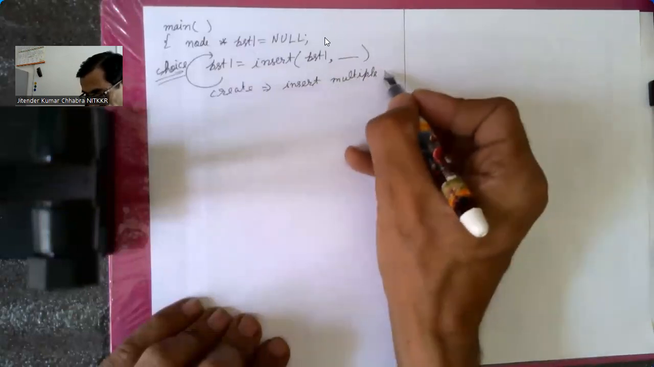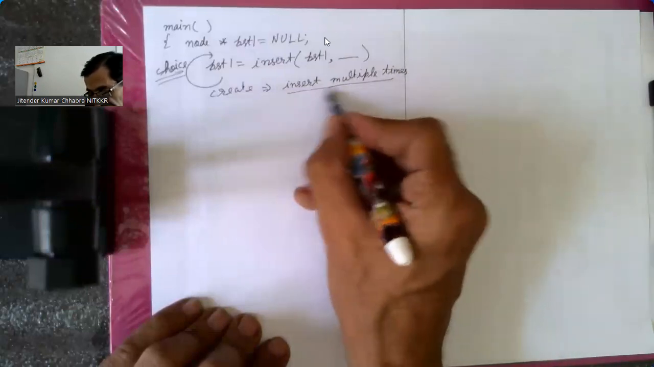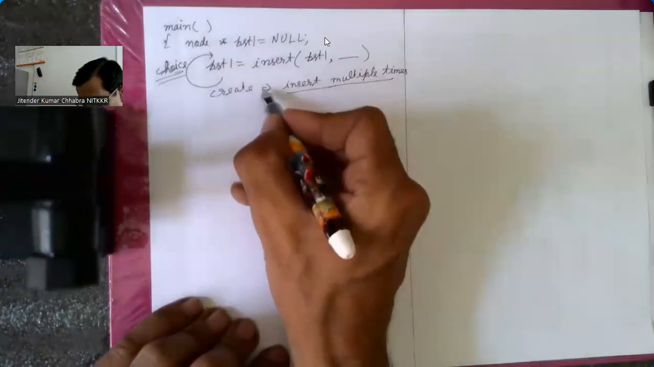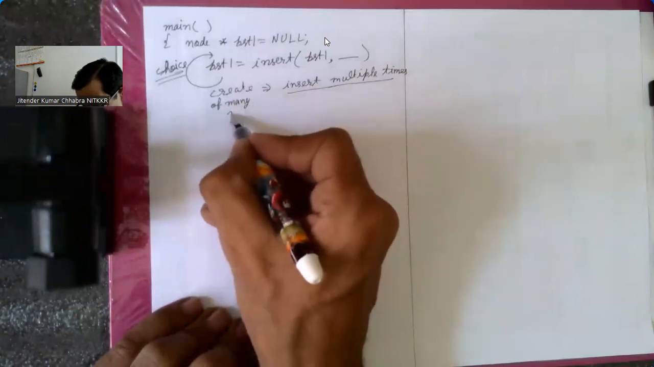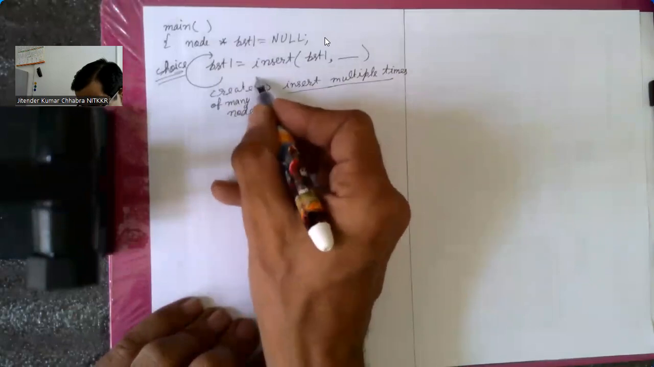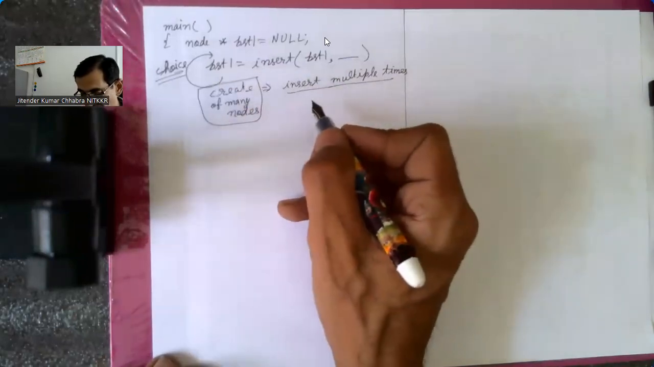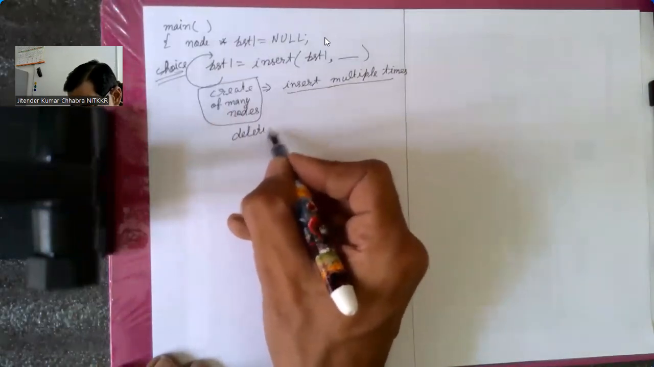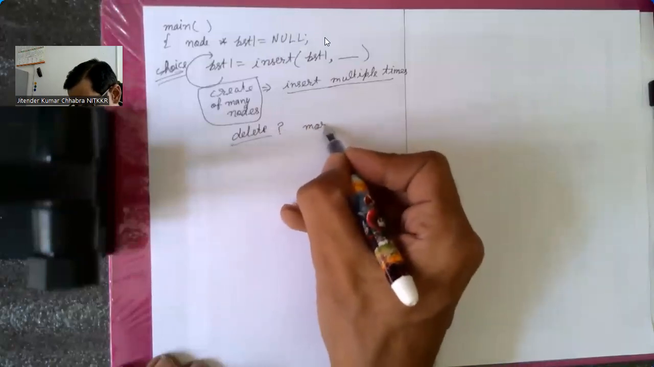That straight away gives you a choice that you can keep on creating as many times as you want. Every time the node has to go exactly at one position. So your create of many nodes will be equal to insertion multiple times. And you just call that iteratively, loop that, and then it is done. Not only that, deletion will also be needed now. And deletion is more complex.